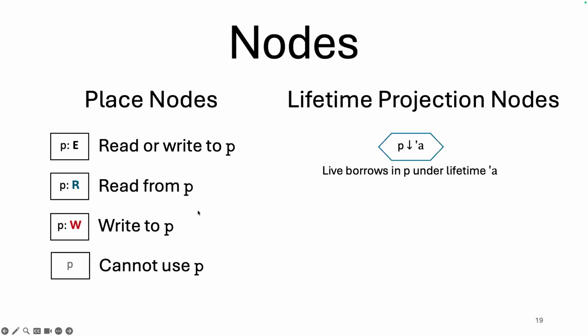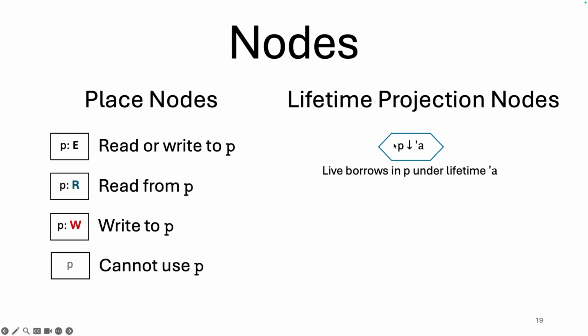Lifetime projection nodes are used to represent the borrows stored in a place under a particular lifetime. These are quite important in our model because they allow our model to connect with information from the borrow checker. In particular, if you're familiar with Polonius, Polonius has this notion of an origin, and these lifetime projection nodes are essentially analogous to Polonius origins.